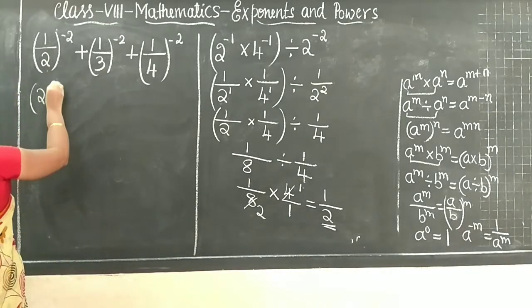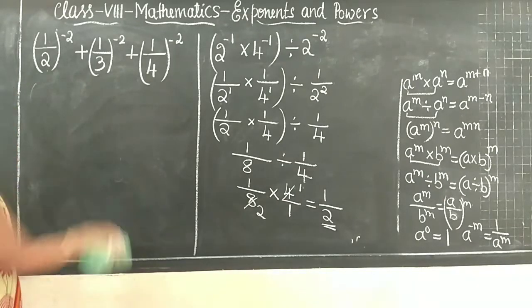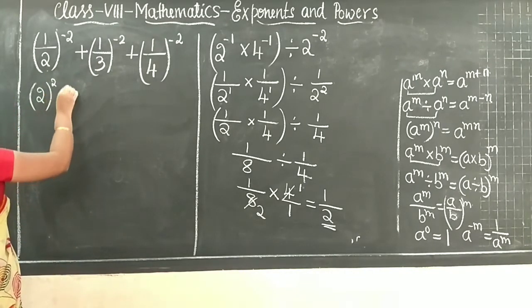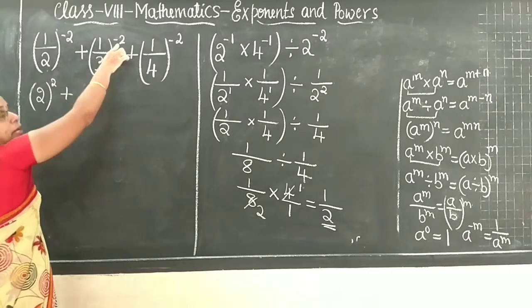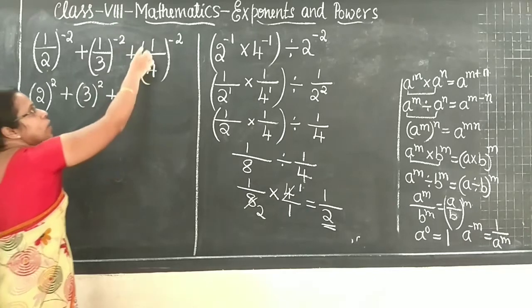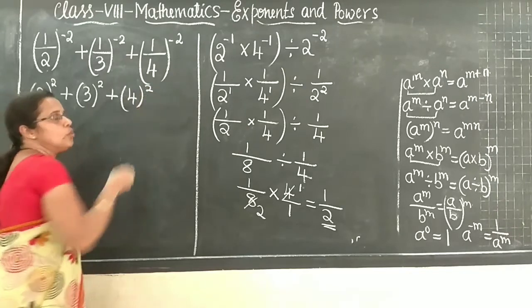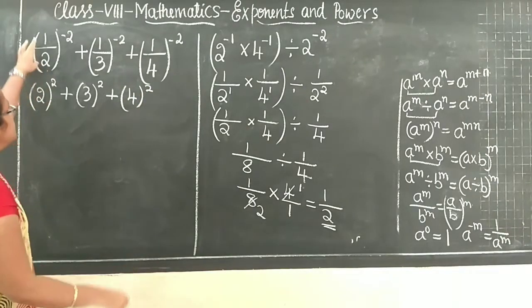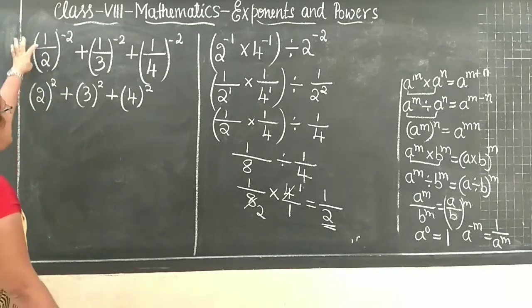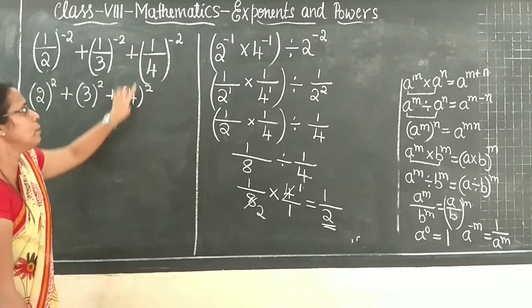1 by 2 will become 2 by 1, 2 to the power 2. Plus 1 by 3. Negative power there means 3 to the power 2. Plus 1 by 4. Upside down means 4 whole to the power 2. So like this. So easy, children. Bases are fractions, just take the reciprocal of that. Right. 1 by 2 will become 2, 1 by 3 will become 3, 1 by 4 will become 4.